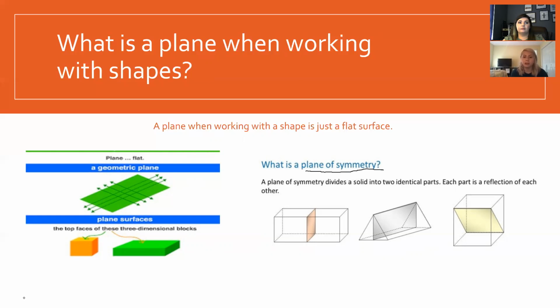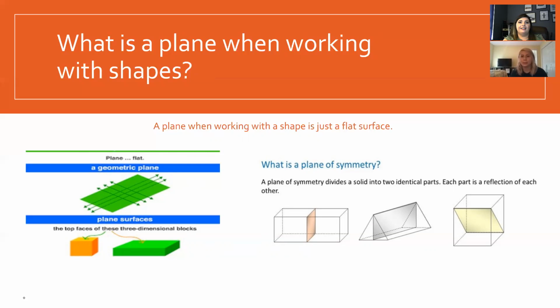So thinking about symmetry, we know that symmetry divides a solid into two identical parts, almost as if like a reflection of each other. Each part is a reflection of each other, actually. So we see that when we're dividing this rectangle, we're actually getting two squares, or dividing this, we get two triangles. As well, here we would actually get two triangles as well. So it's pretty simple. We just know that a plane is actually just any flat surface.